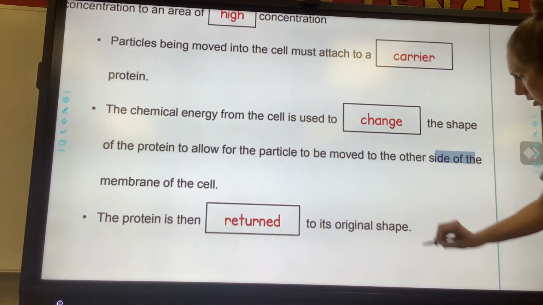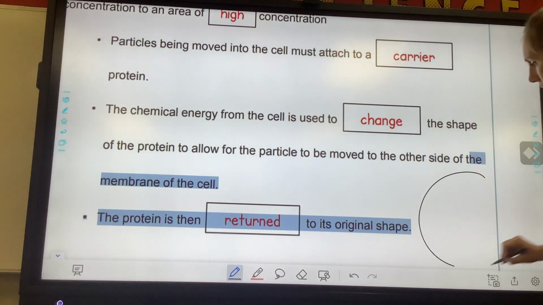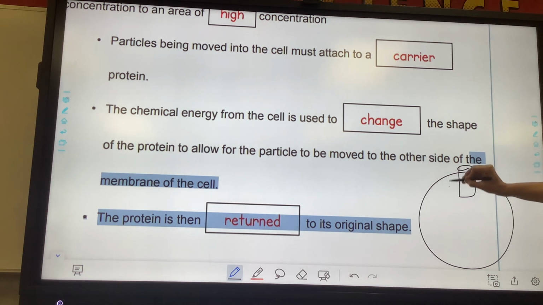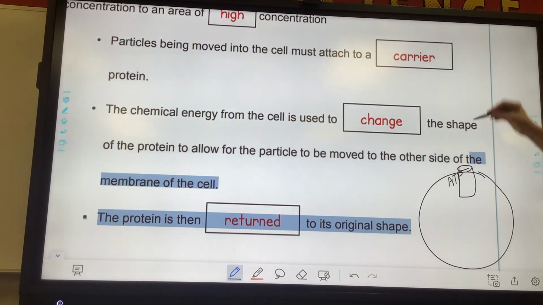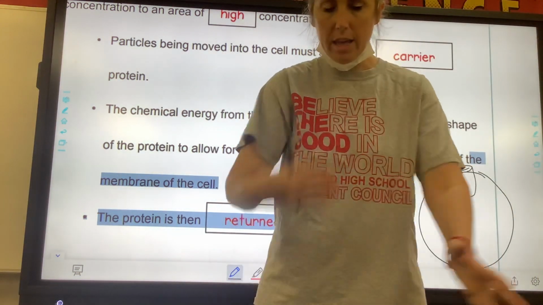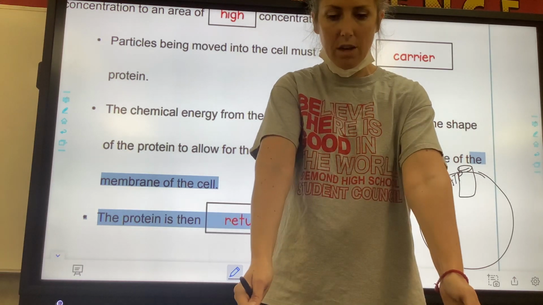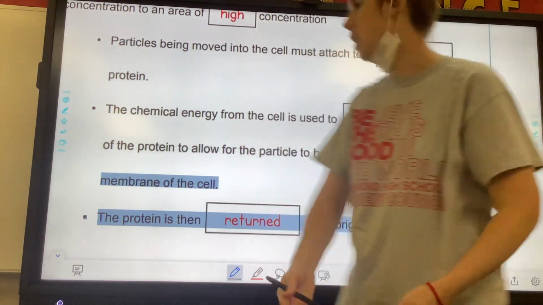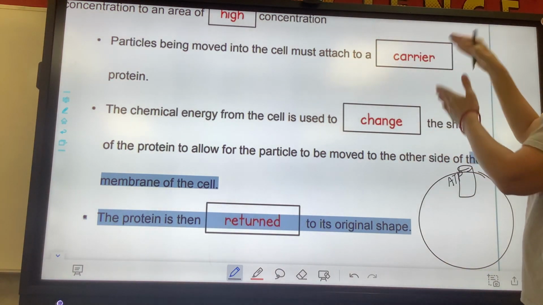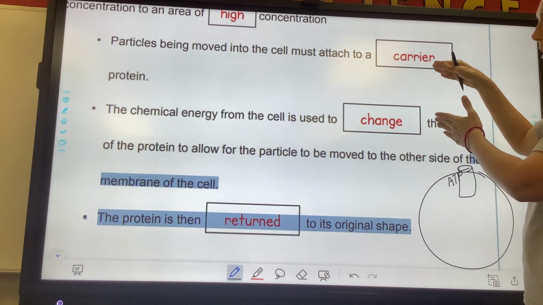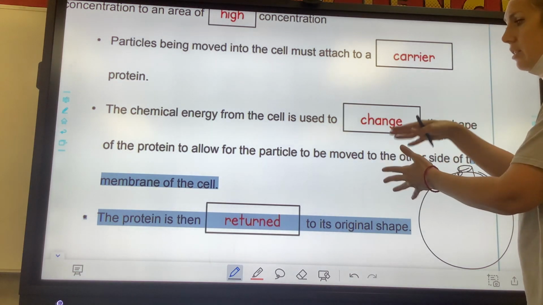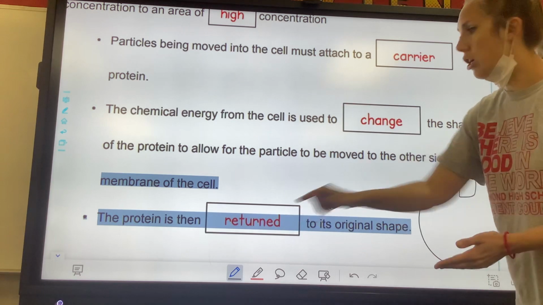when you have a cell and it has a protein tunnel, what they're saying is when ATP is used to push that molecule through, sometimes it has to change the shape of the tunnel, and the ATP energy needs to open the protein tunnel and then close it back to its original shape. So all they're saying is sometimes you have to attach to a carrier protein. Sometimes, well, all the time, you got to use your ATP energy, and sometimes it changes the shape and then returns back to its original shape.